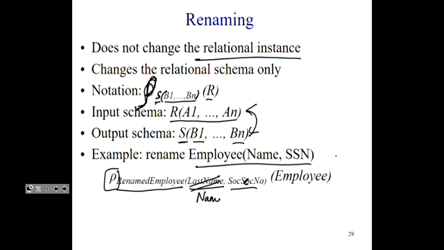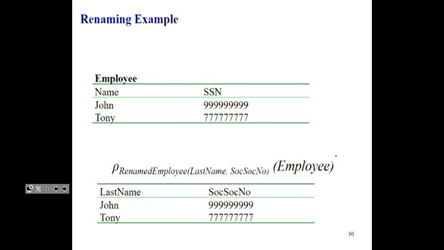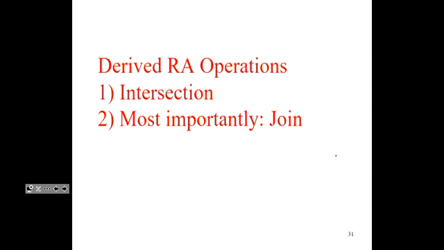All right, let me see how much I can cover in the next couple of minutes. Maybe I'll cover this example, it's pretty easy. If you have an employee with name and SSN as your two attributes, and your new relation is called renamed employee with last name and social security number, your new relation would have those two as its attributes.